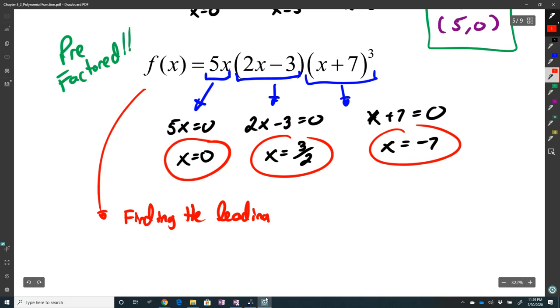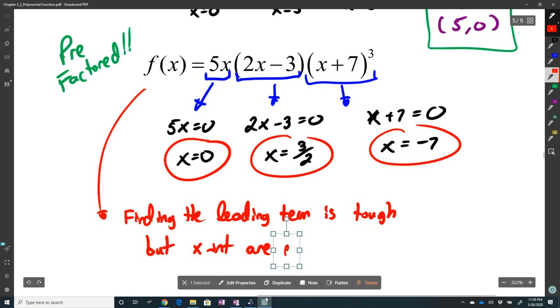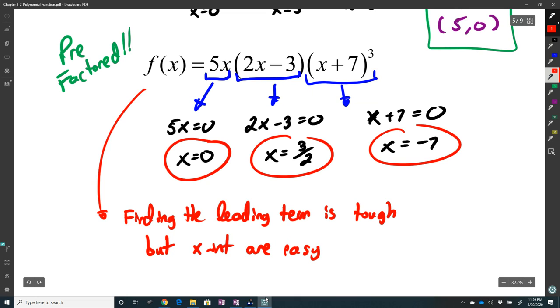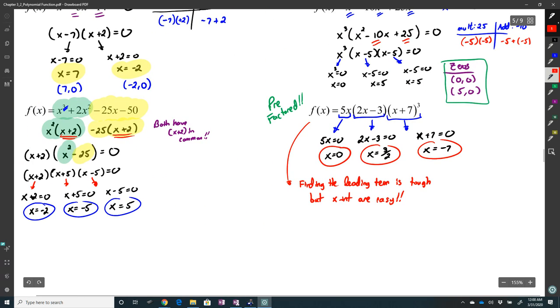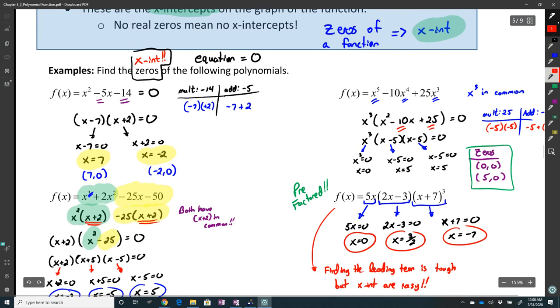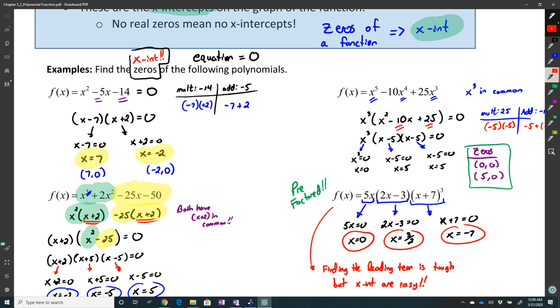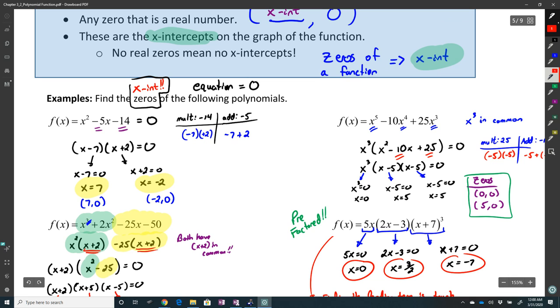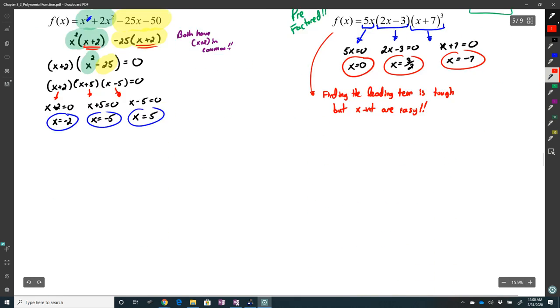So finding the leading term is tough, but the x-intercepts are easy. All right, so that's the trade-off that you're making. So anyway, on the homework, when they say find the x-intercepts, that's what they want you to do. Or sorry, when they say find the zeros, they really mean just find the x-intercepts.